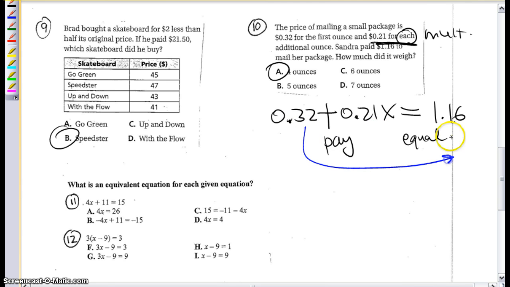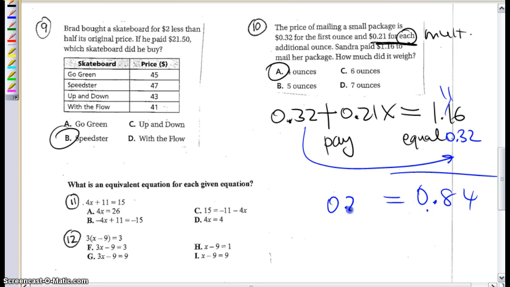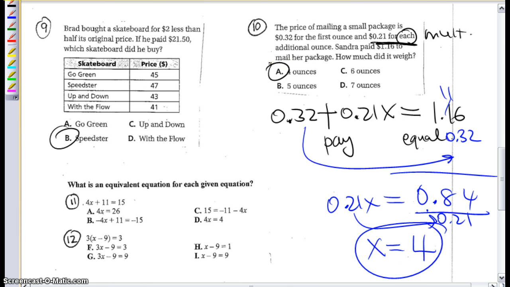I'm going to subtract the 0.32, giving me 0.84. That's equal to 0.21x. Then I'm going to take that 0.21 and divide it with 0.84, so x is going to be equal to 4, and that's how I got A.